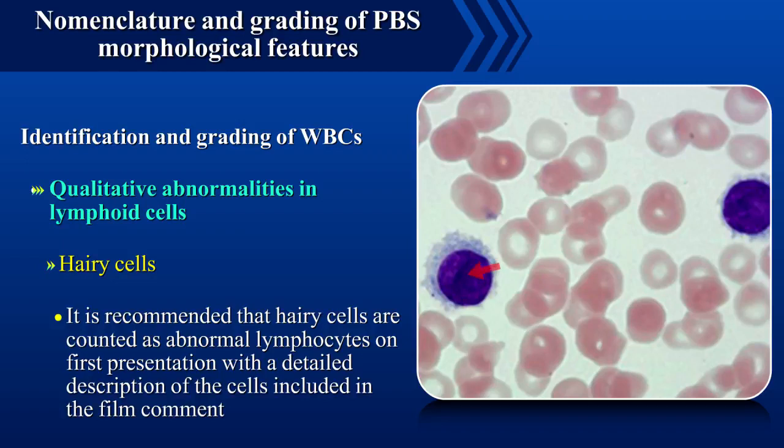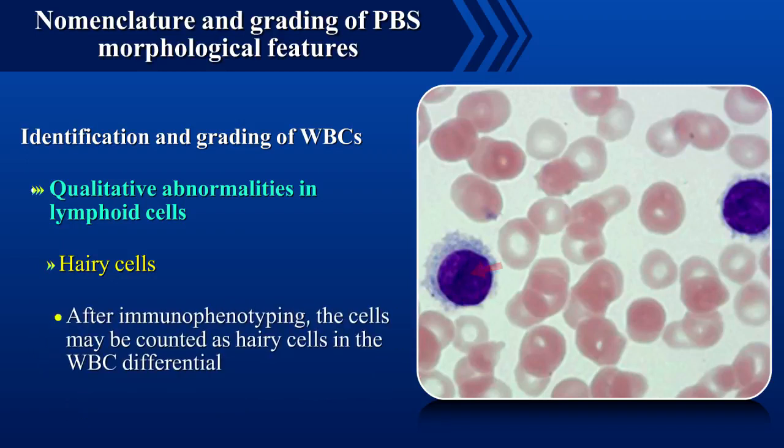It is recommended that hairy cells are counted as abnormal lymphocytes on first presentation with a detailed description of the cells included in the film comment. After immunophenotyping, the cells may be counted as hairy cells in the WBC differential.